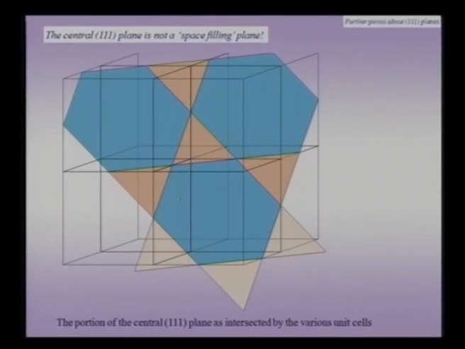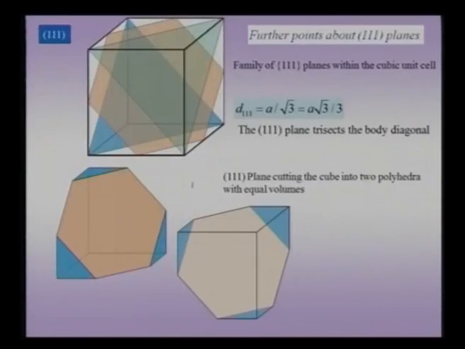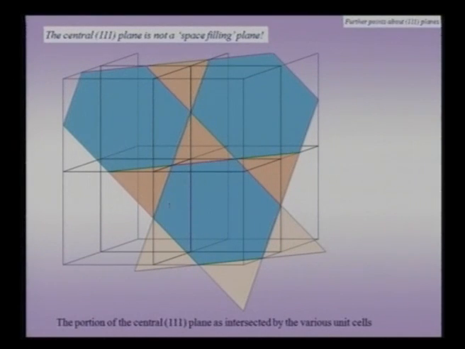Suppose I choose the central 111 plane. You can clearly see the central 111 plane was in the form of a hexagon. I have chosen different colors, but do not get confused. This blue color was the original orange color in this plane. So, this is in the shape of a hexagon, but you can see that if I extend it across unit cells, these hexagons themselves do not fill the entire two dimensional 111 kind of a plane. That means that I have to add additional triangles to make the complete space filling.